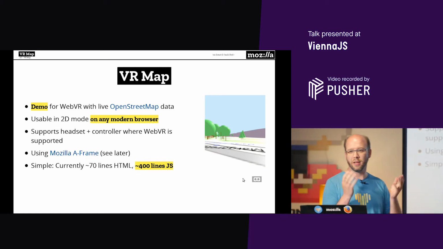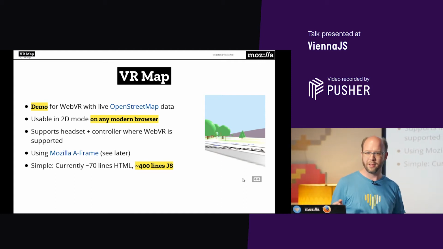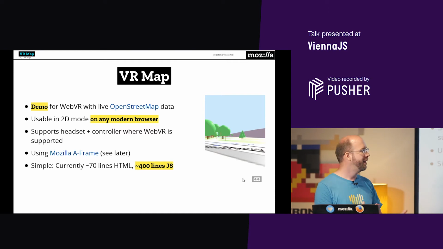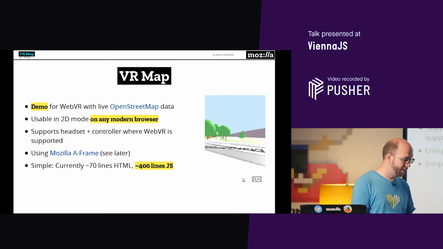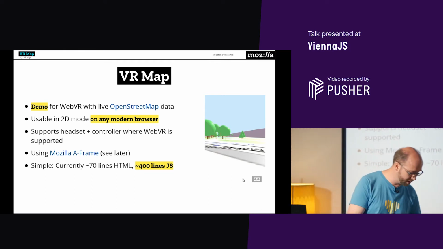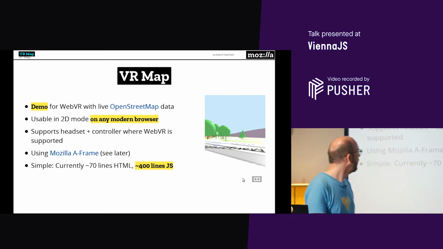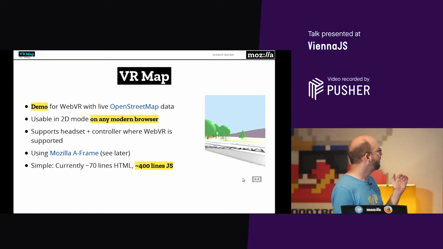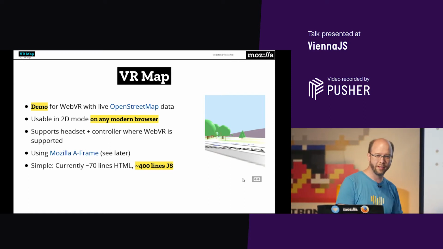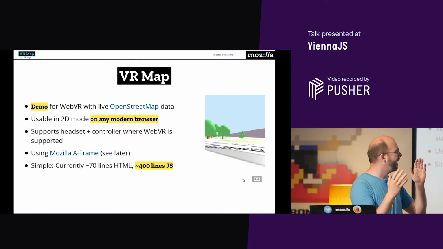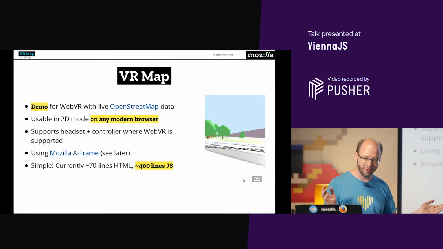In 2D mode, you can use it in any modern browser. I actually put a few things like Fetch in it, so you need a modern browser, but you can use it in 2D mode. It uses WebGL, no issues there. But where you have WebVR, you can use the controllers, you can use the headset. It's using Mozilla's A-Frame library. I'll come to that later. Right now, it's very simple, about 70 lines of HTML. More than half of that is actually the start dialog that tells you what it is, and about 400 lines of JavaScript, not more than that.